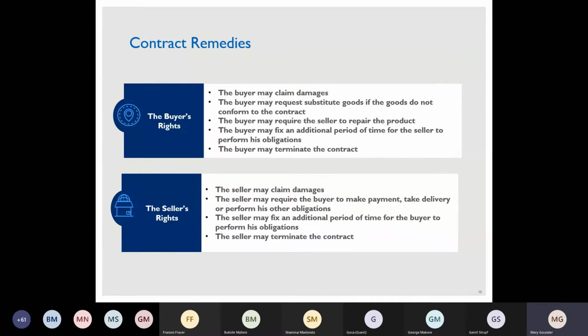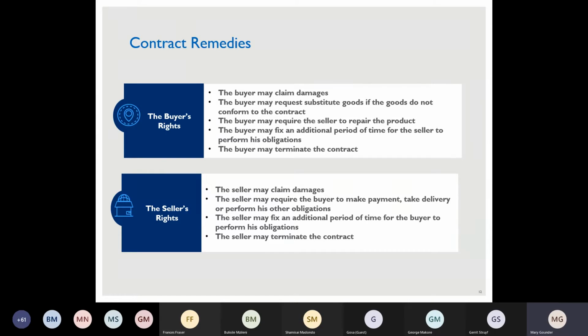Okay, so you have contract remedies if things don't go as planned. As the buyer, I can claim damages if you don't send the right goods, or you send me damaged goods instead, or the quality is not as I requested. I may request substitute goods if the goods don't conform to the contract. I may even require you to repair the product if it's broken or if it's not up to standard.